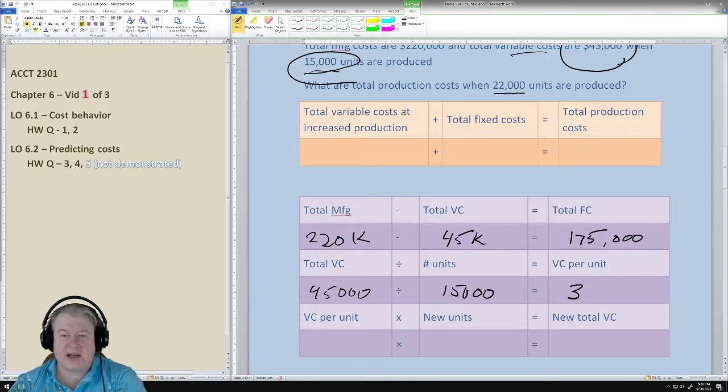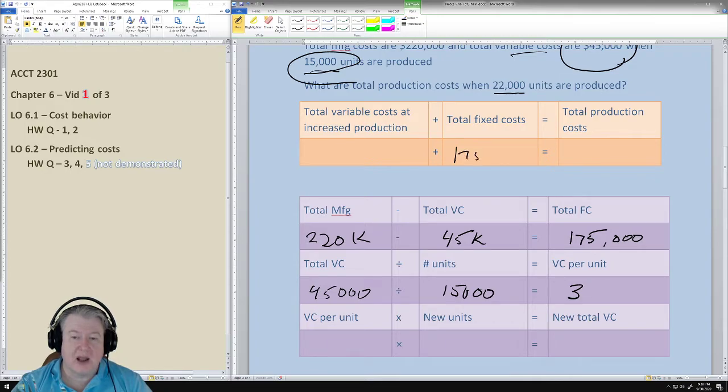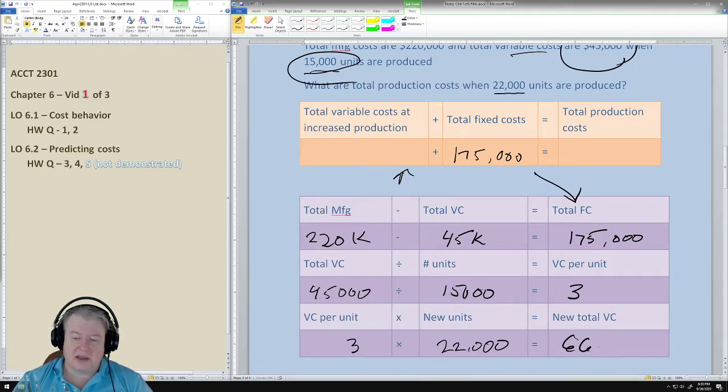So if we wanted to say, well, what are the, at this level, we already know that the total fixed costs are going to be the same no matter what. In other words, this is saying the rent or whatever your other fixed costs are, this is always going to be the same. We figured that out from just backing out the variable costs. What we need to figure out is what are the new variable costs? Well, we know that the number of new units that we're going to be producing is 22,000. And we've just figured out the per unit variable cost is 3. So this would be 66,000.